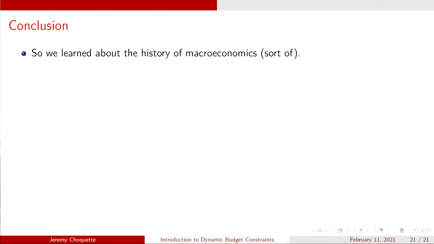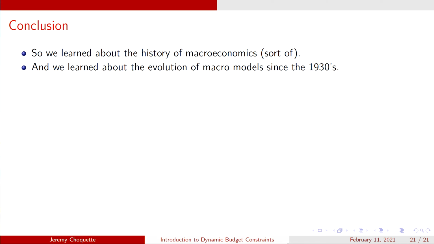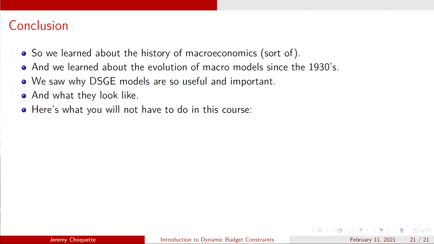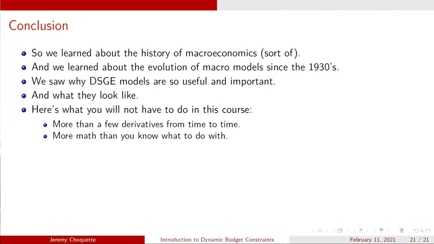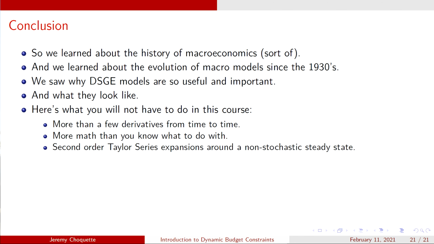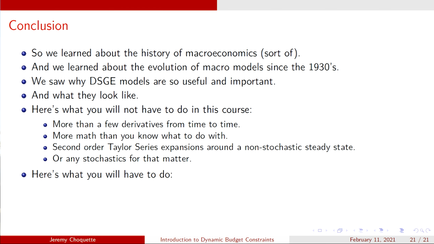So to wrap up, we learned about the history of macro, sort of. Very, very brief history. We learned about the evolution of macro models since the 1930s. We saw why DSGE models are so useful and so important and what they look like, right? Now, here's what you won't have to do in this course. You won't have to do more than a couple of derivatives from time to time. You won't have to do more math than you know what to do with. You won't have to do second-order Taylor series expansions around a non-stochastic steady state, or any stochastics for that matter.